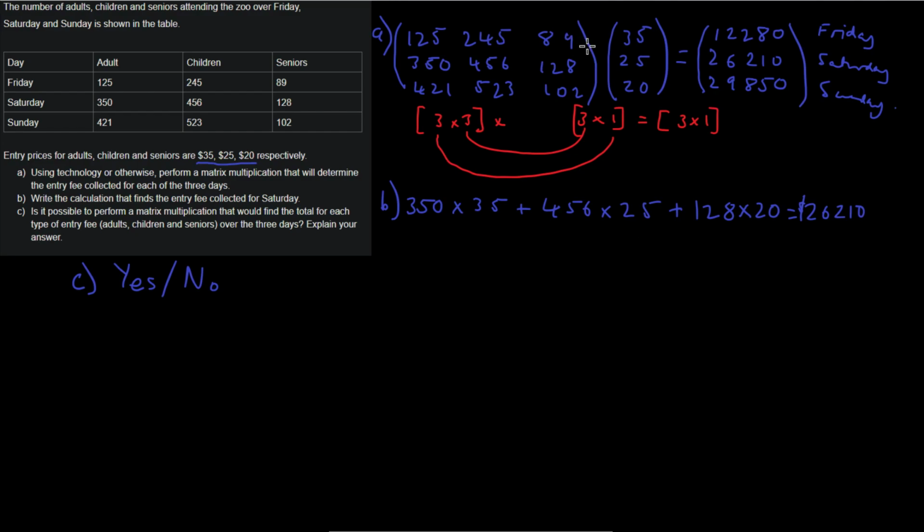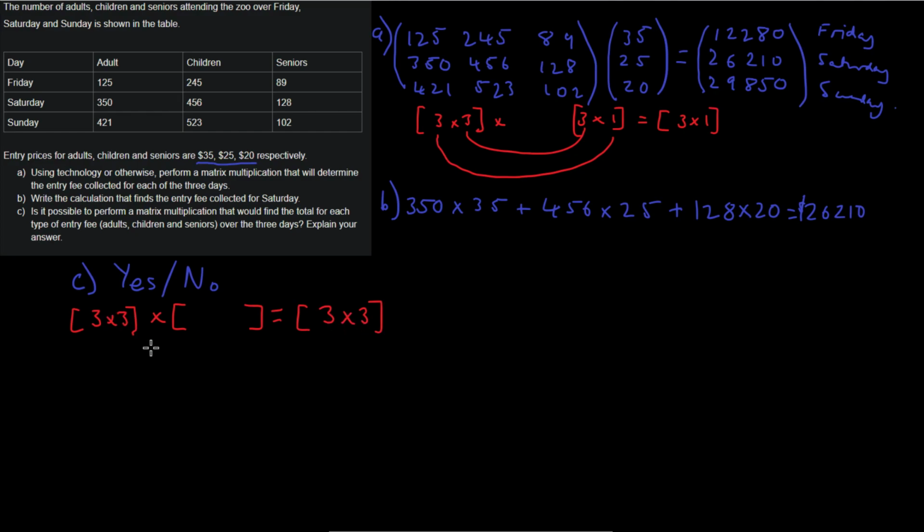Well, we just did a matrix multiplication up here. We got the total for the Friday, the Saturday, and the Sunday, but not the total for the adults on the Friday, not the total for the children on Friday, etc. If we were going to do that, let's think about the order of our matrices. So we've got a 3 by 3 matrix to begin with, and we want to multiply that by some kind of matrix, not a 3 by 1 or a 1 by 3. And our answer, we want that to be a 3 by 3 as well.